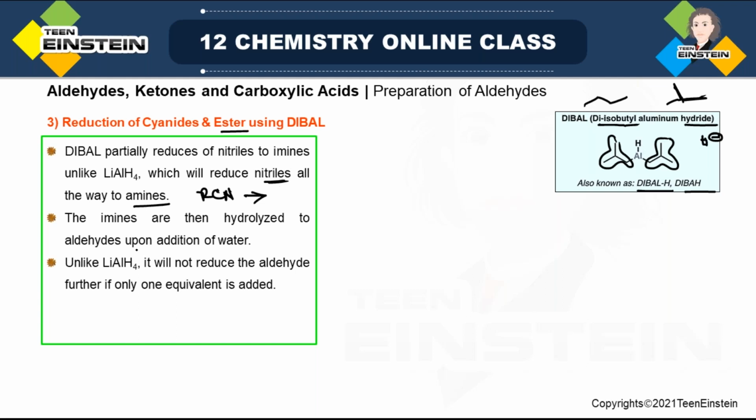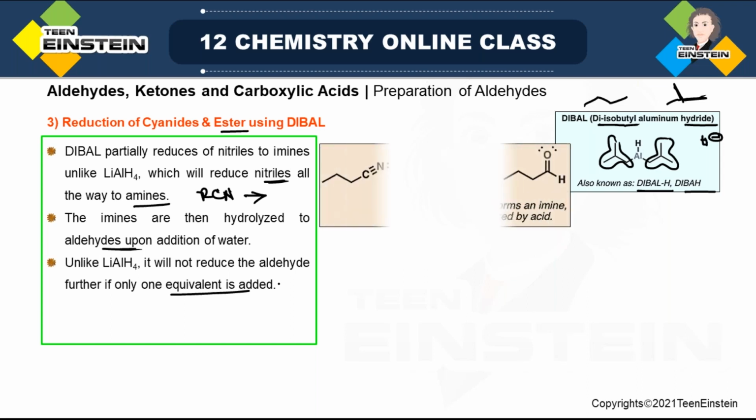The imine is then hydrolyzed to aldehyde. So first there will be formation of imine. Then, just like you have seen in the previous reaction with HCl, there also first imine is produced, then you are doing hydrolysis, you are getting aldehyde. Same thing here. Unlike lithium aluminium hydride, it will not reduce the aldehyde further if only one equivalent is added. So you can control it. If you want to prepare amine, you can use another equivalent.